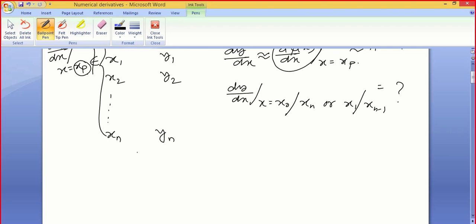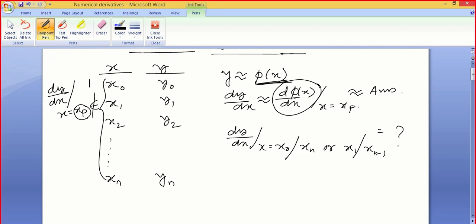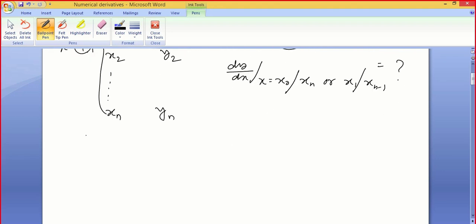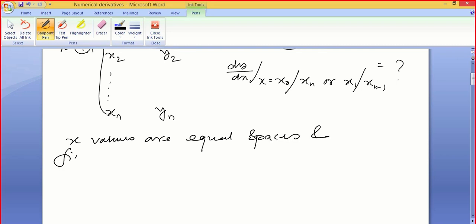With the help of those techniques, we will derive some formulas, and obviously we are using Newton forward or backward, whatever. X values are equally spaced, and find the derivative at the first point. Okay.